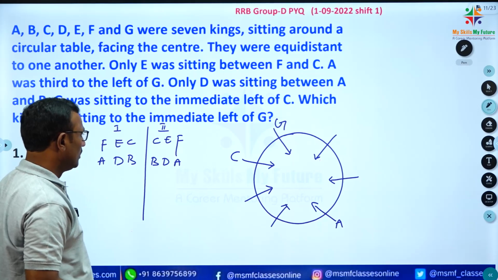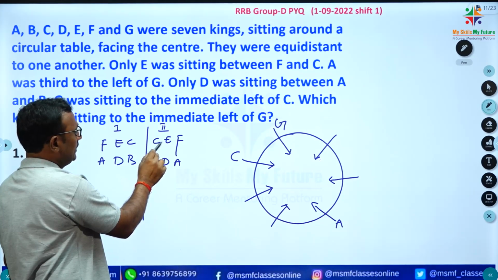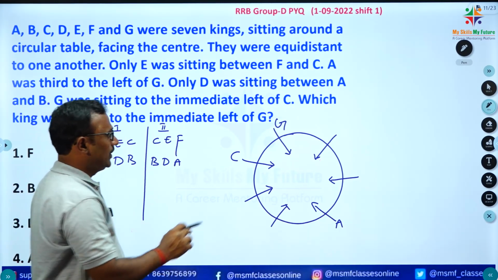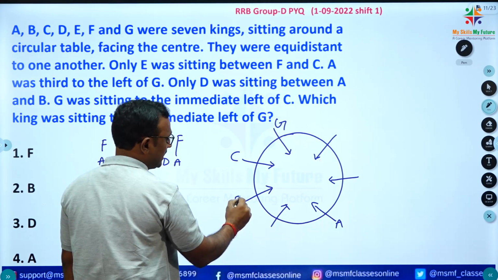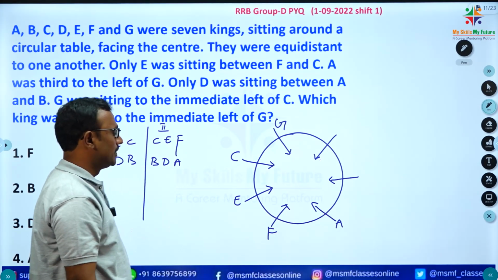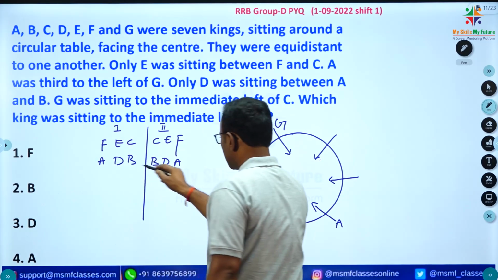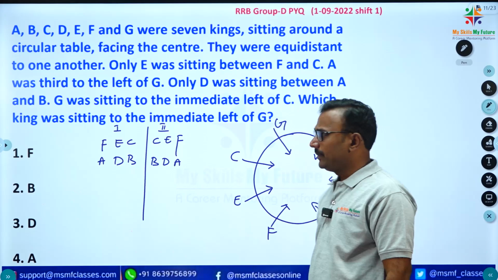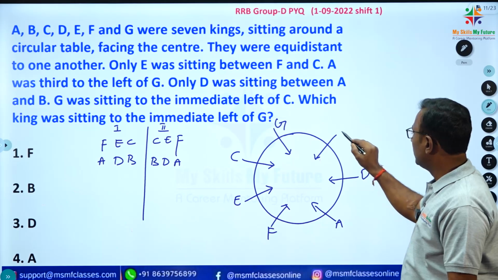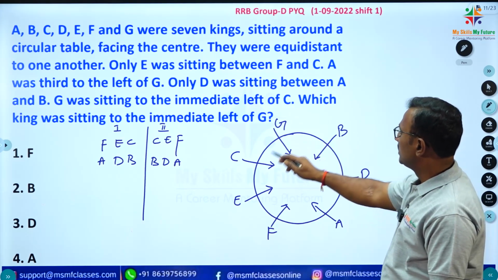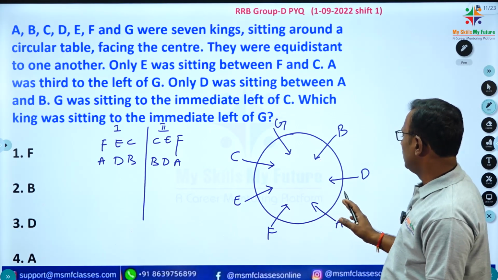So see here, for the first information, E is sitting between C and F. So if we write F here, there is no possibility of writing E elsewhere. E is here. So only one possibility. If you see that D is sitting between A and B, there is no possibility of writing D elsewhere. I am writing D here, and we can write B here. So this is the seating around a circular table.